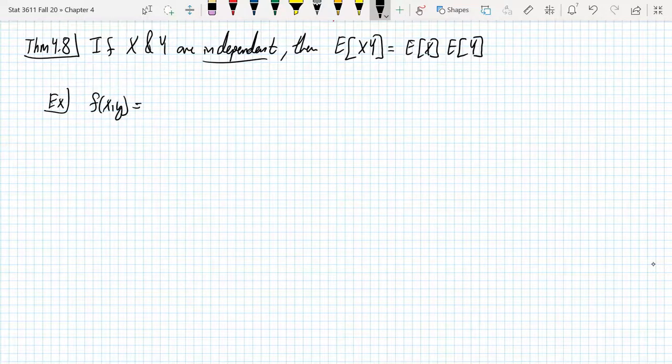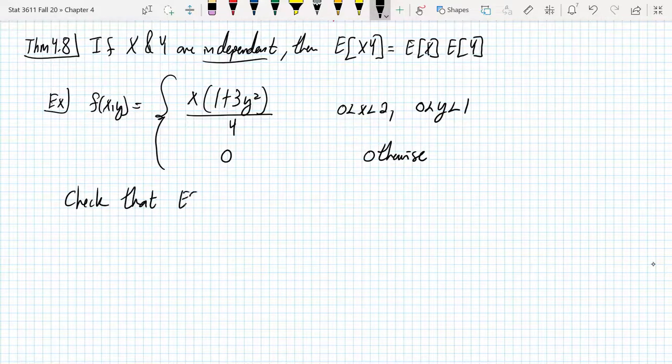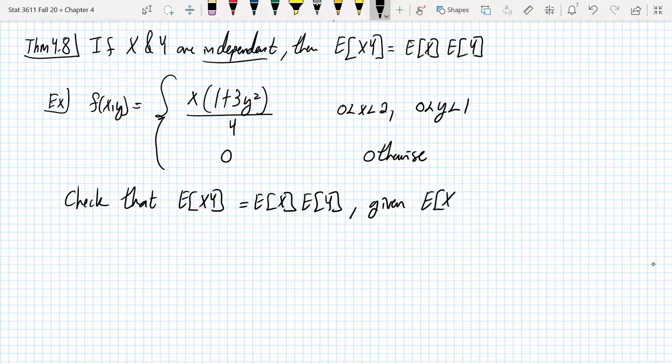Let's say we have the joint continuous PDF, x times (1 plus 3y squared) over 4, where x goes between 0 and 2, y goes between 0 and 1, and it's 0 otherwise. What are we going to do in this example? I want to check that the expected value of x times y is equal to the expected value of x times the expected value of y, given that the expected value of x times y is equal to 5/6.